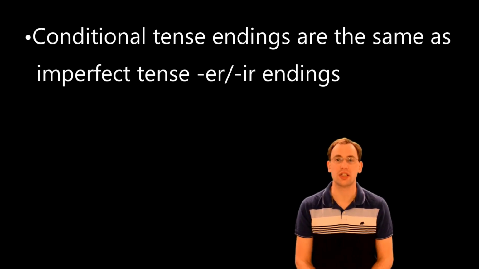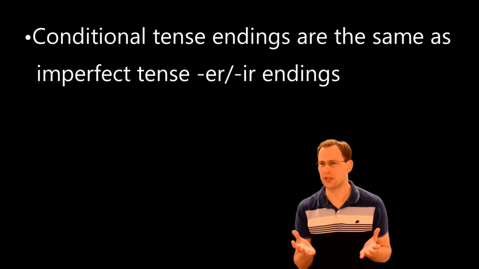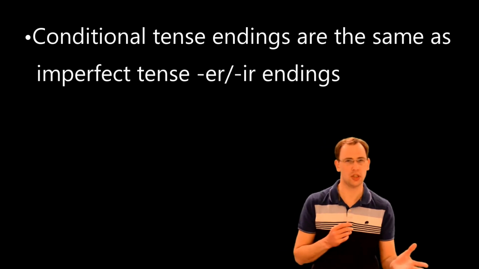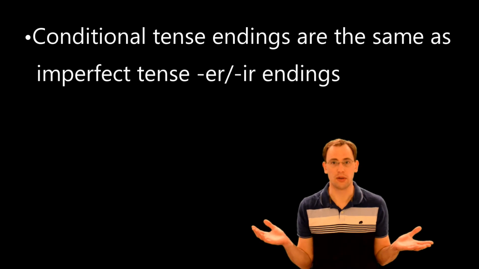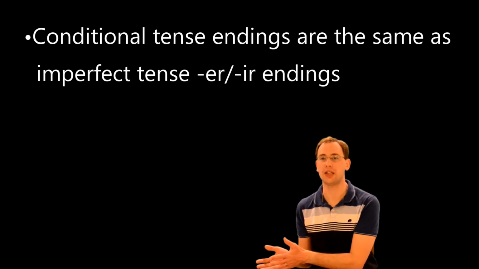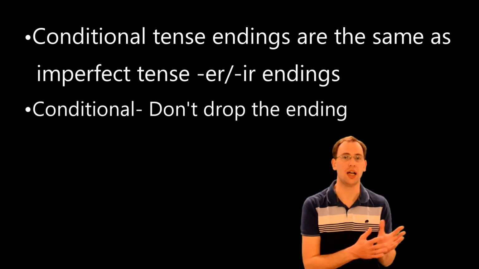Wait a minute, you're thinking. The imperfect? We already did that. That's in the past. Why, yes, the imperfect is in the past. But if you think back to the imperfect ER and IR endings, those are the same as the conditional endings for all verbs. So what makes the imperfect different than the conditional? Well, you may remember that in the imperfect, you dropped the ending. In the conditional, you do not.